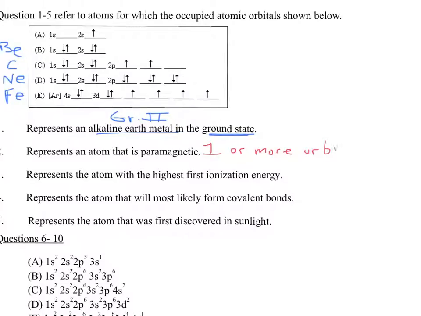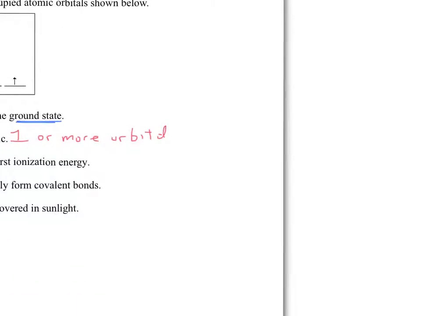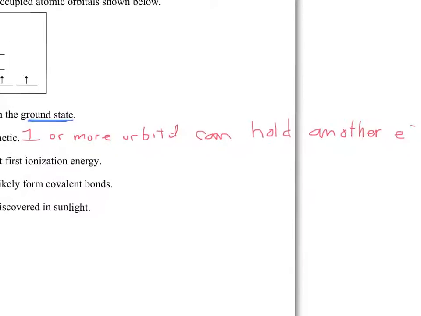orbitals. Now, what is an orbital? A little line. Can hold another electron. Paramagnetic basically means, how do electrons always want to be? They want to come in pairs. Paramagnetic means it needs another to gain a pair.